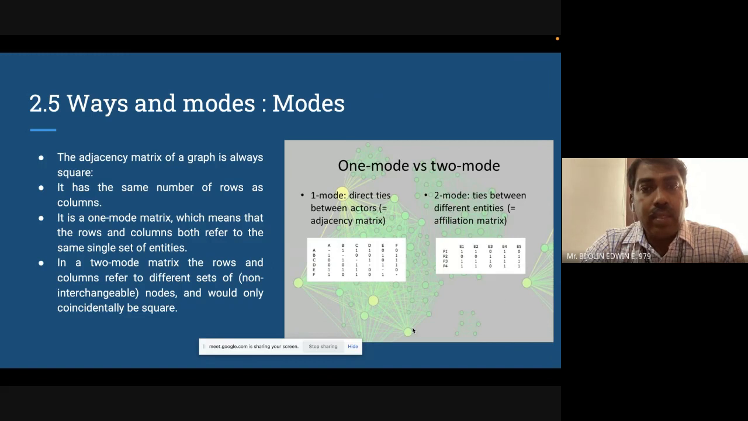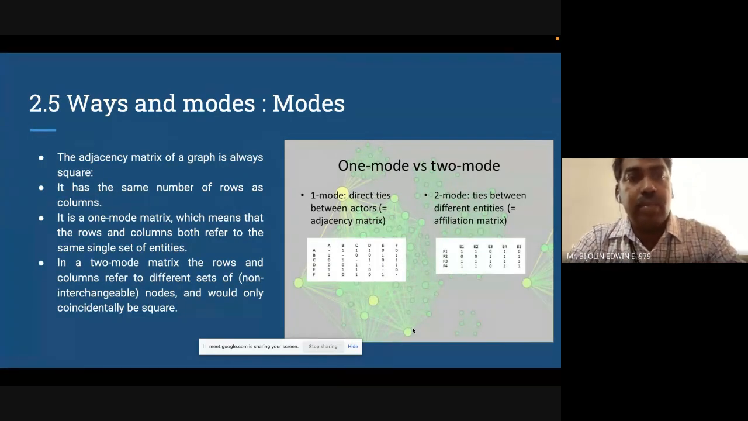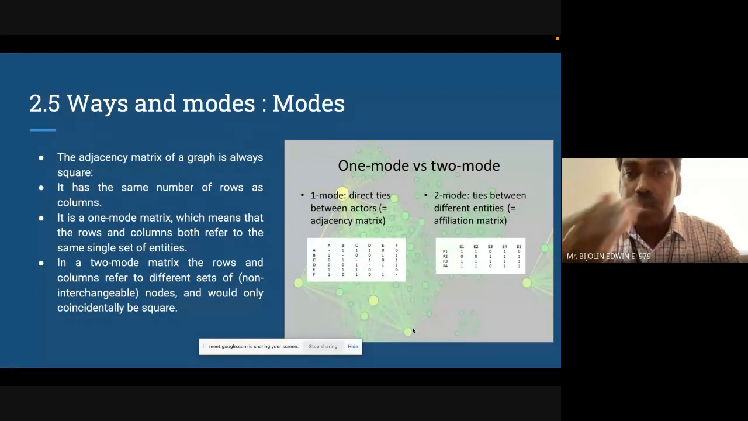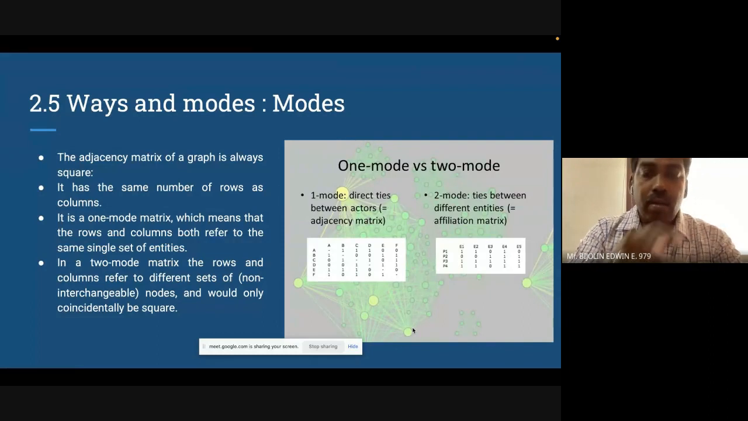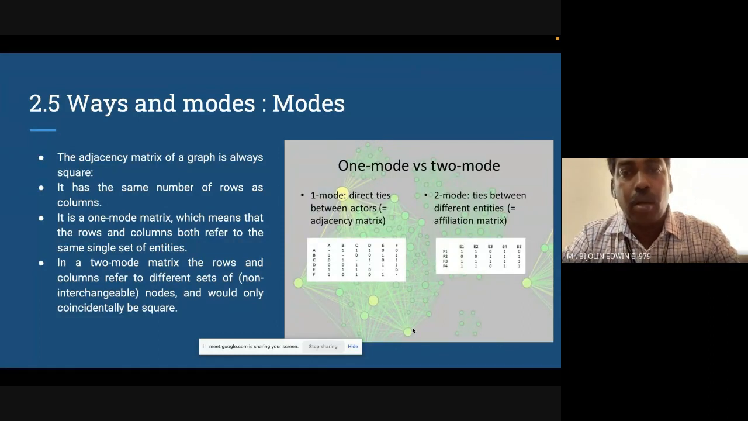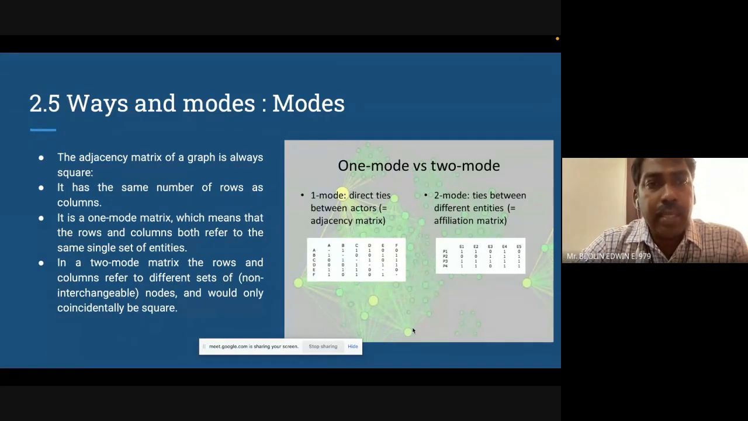And the next is ways and modes. Already we have seen the definitions of ways. When you take ways, it comes out with possible clusters, that means possible means of traversal within that particular component. Component means the entire graph. When you take the adjacency matrix of a graph, it will always be a square shape. That means if it has 4 nodes, we have 4 cross 4. So totally it comes under the square. It also has the same number of rows and columns. It is a one mode matrix.